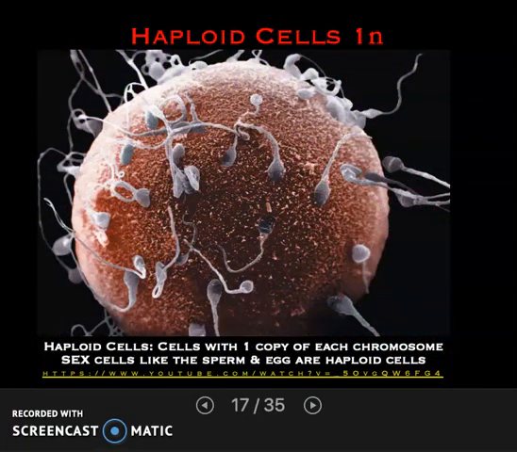We also have haploid cells. Haploid cells are unique. They are 1n. 1 times n is 23. Haploid cells have 23 chromosomes, and they are the gametes, like sperm and eggs. So sperm and eggs are unique because they have only half the normal chromosomal complement. That is, half the normal chromosomes.